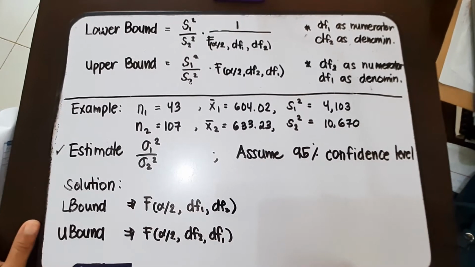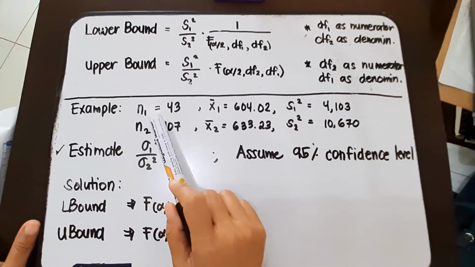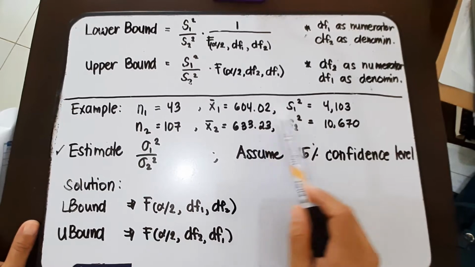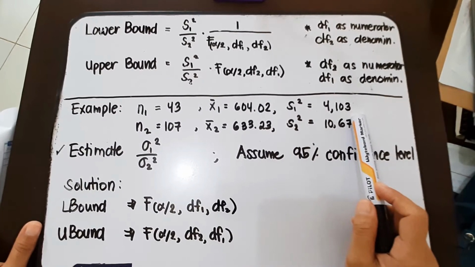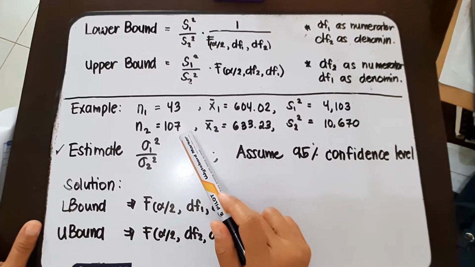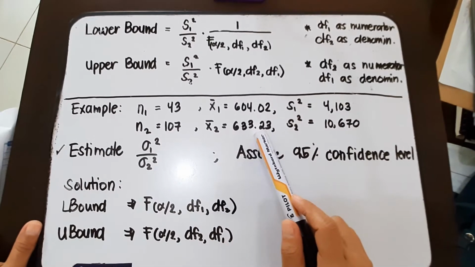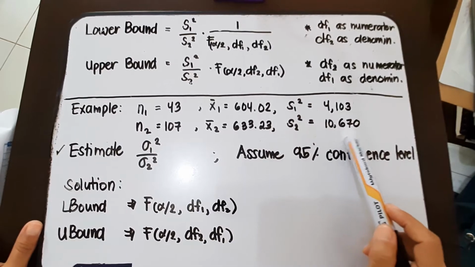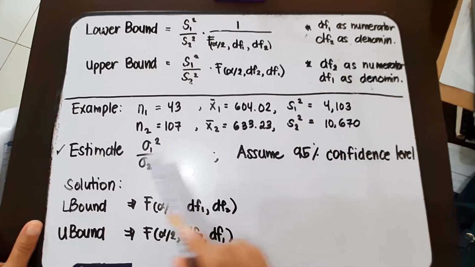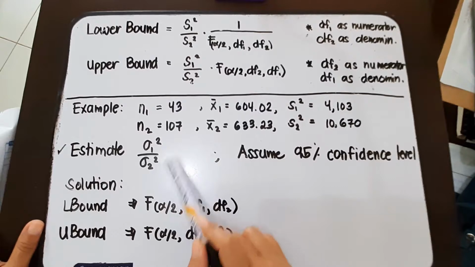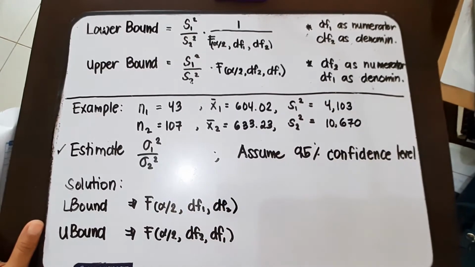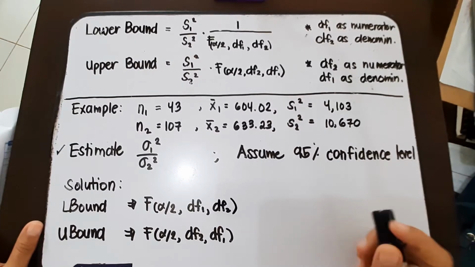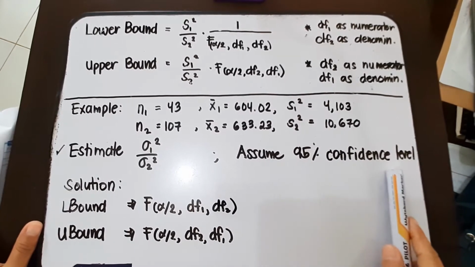So we are having here our example, and we have N1 as 43, the mean of the first set of samples is 604, and the variance is 4103. For the second set of samples, we have N2 as 107, the mean is 633, and the sample variance is 10,670. So we are going to estimate this ratio of the two population variances. So we assume a 95% confidence level.